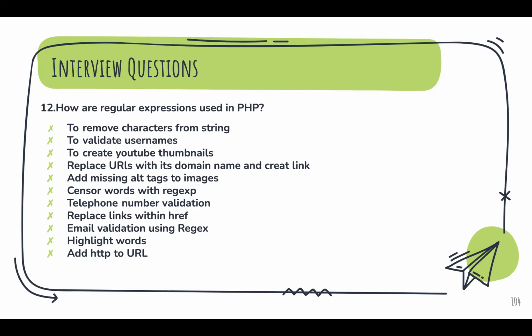How do we use regular expressions in PHP? Regular expressions in PHP are used to remove characters from strings, validate usernames, create YouTube thumbnails, replace URLs with their domain name and create links, add missing alt tags to images, censor words with regex, telephone number validation, replace links with an href, email validation using regex, highlight words, and add HTTP to URLs.